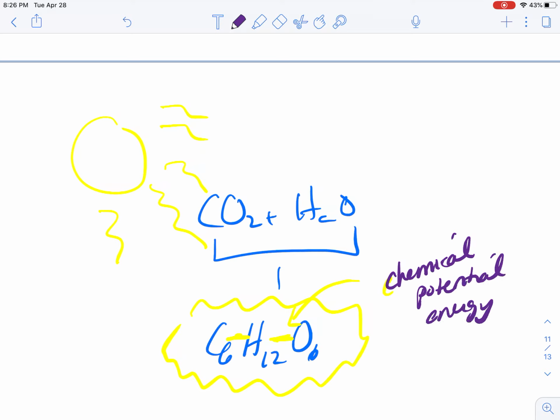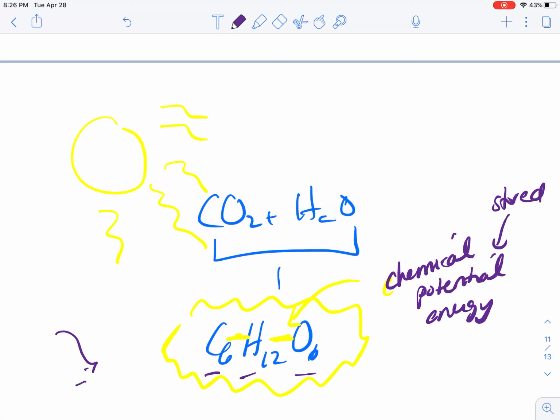When I say chemical potential energy, well, this is a chemical, because in chemistry you deal with carbon and the chemicals of the periodic table. Potential means it's stored energy. It's energy stored in these chemical bonds, in this glucose. And it's actually the energy from the sun that's stored in these bonds.